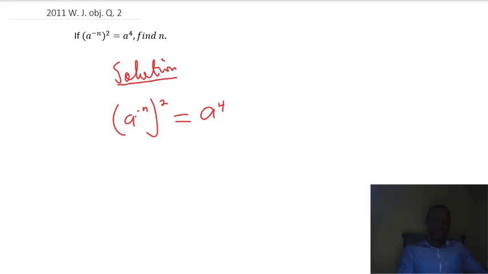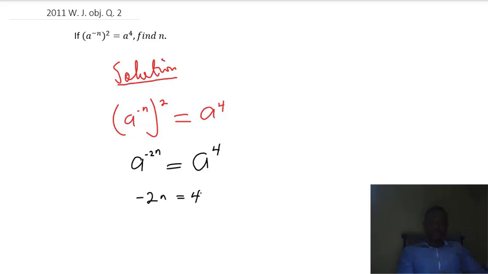So here, if we have a number with an exponent, raised to another exponent, the two exponents multiply themselves. So meaning -n will multiply the 2, and we have a^(-2n), and it should be equal to a^4. Looking at both sides, we can see that they have the same base of a. And because the bases are the same, we equate the exponents. So we are going to equate -2n equal to 4.